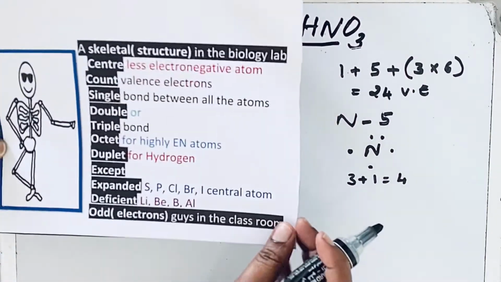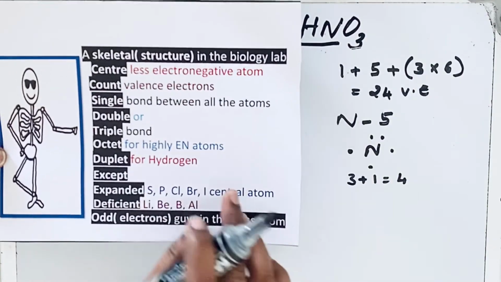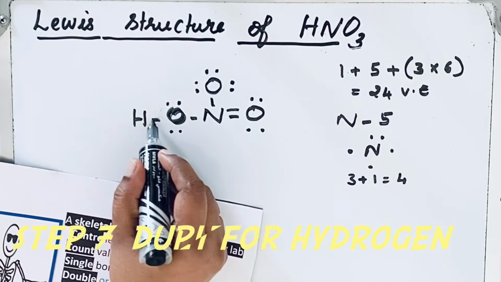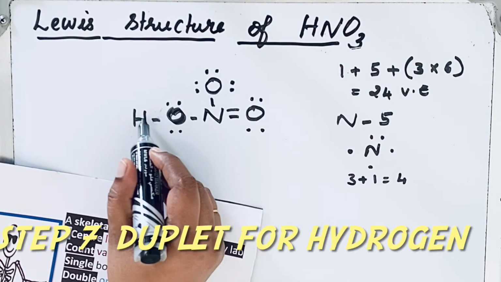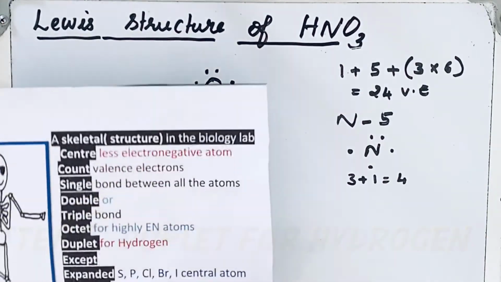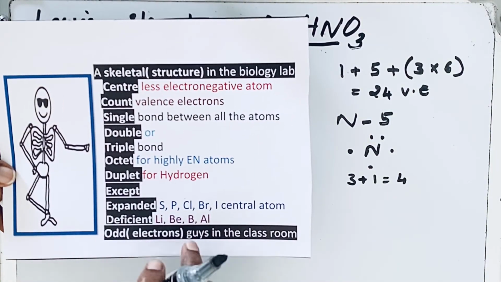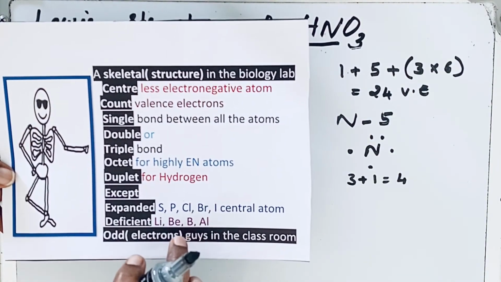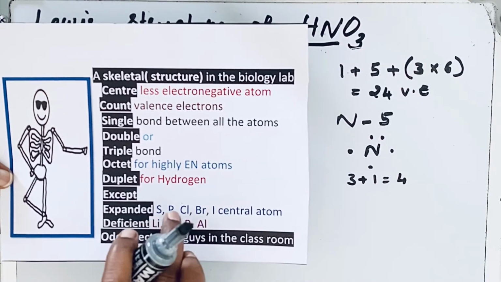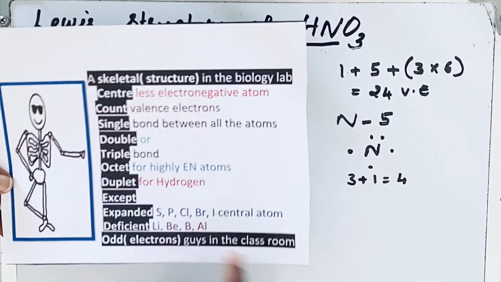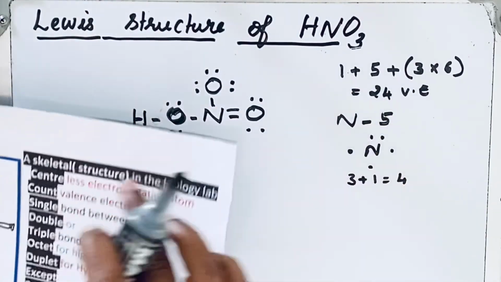Now see the last step, duplet for hydrogen. Duplet means double, so 2. With only one bond, that means 2. So hydrogen also has its duplet configuration completed. Exceptional cases: expanded, deficient, odd electrons. These are all exceptional cases. But nitrogen here does not involve any exceptional case, because the valence electron count is not odd.